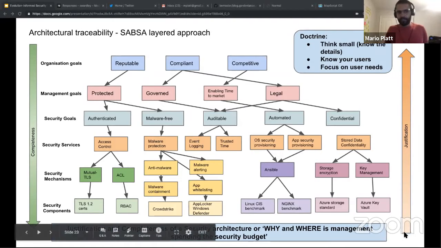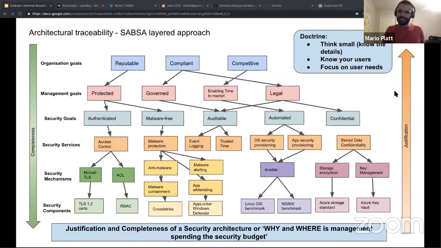And on the other hand, from the bottom up, you get the justification. Right? The justification for all of the security components and the things that you'll be spending your budget on. So this gives you a really good entry into establishing a strategy, because you get both. When you start having this traceability, you can then see exactly where you're spending your money and if you're spending it on the right things for your stakeholders.